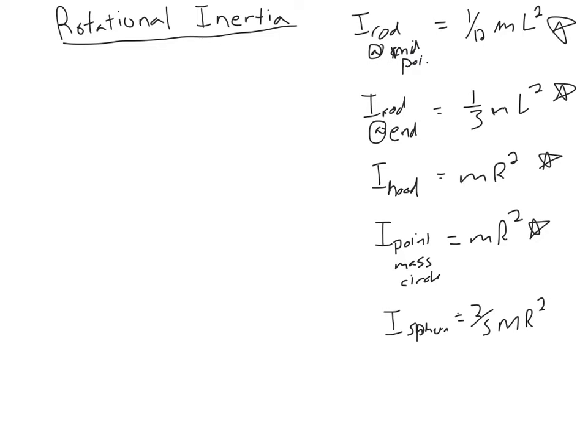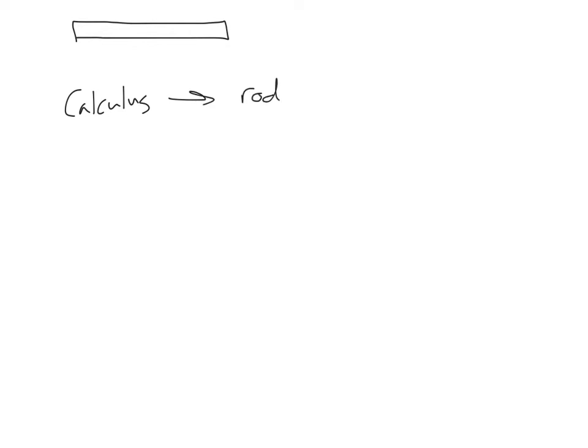Now, there are two ways to actually determine what the rotational inertia of an object is. First is using calculus, by integrating. Unfortunately, this only works for rods of uniform mass. Basically, the mass is evenly distributed along it, and the center of mass would be right in the middle.